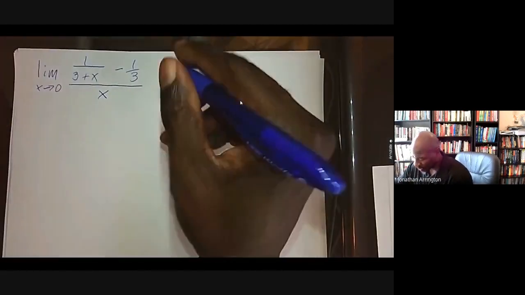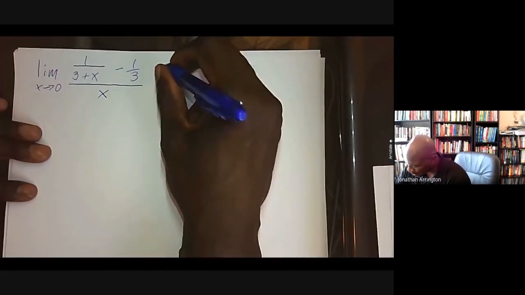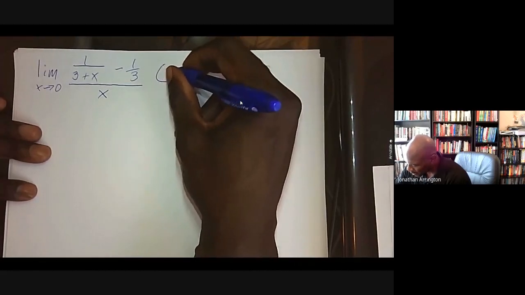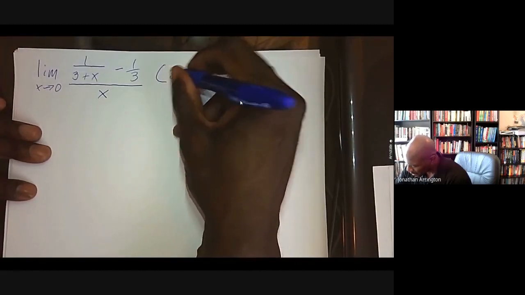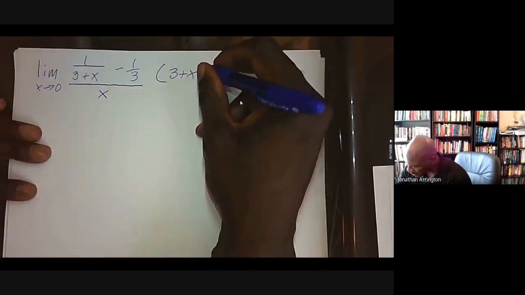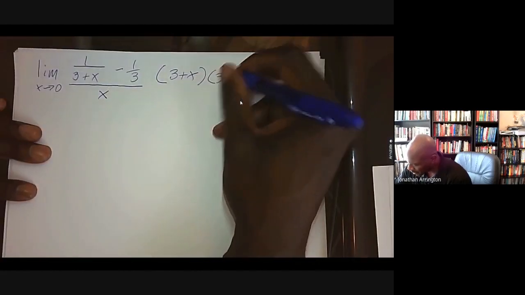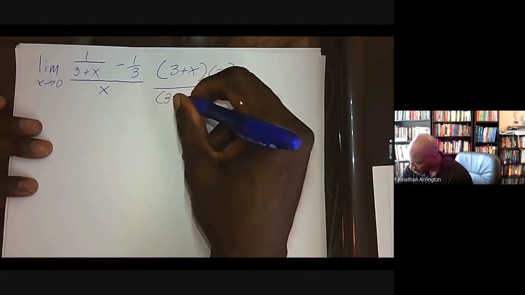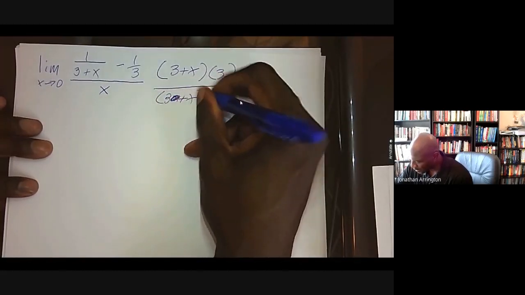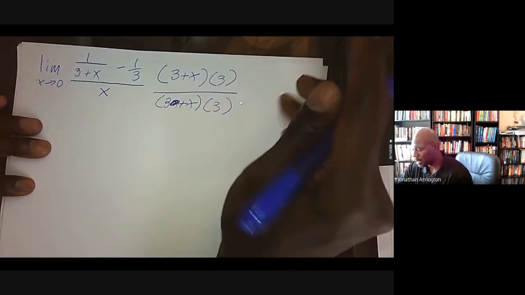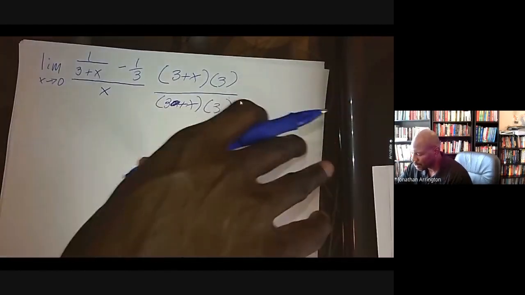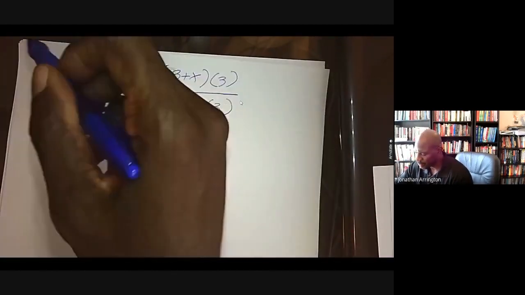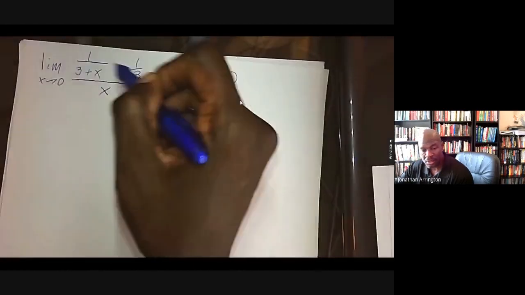So, and I'll explain fuller why I'm doing this. I'm going to multiply times 3 plus x times 3 on the top, 3 plus x times 3 on the bottom. The reason I'm doing this is this number will get rid of my denominator on each of these fractions.